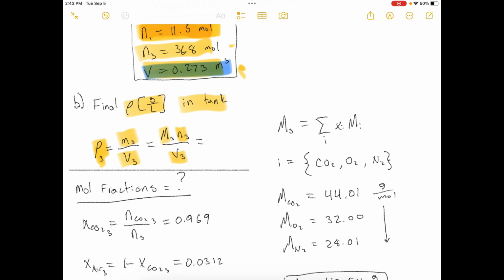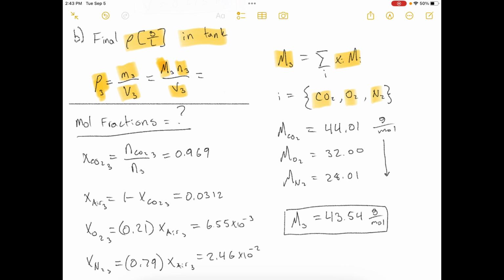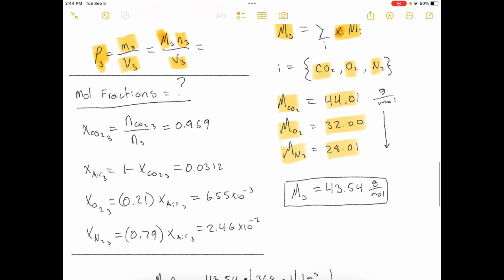So all we really need to know is what's the molar mass of the gas in state 3. Well, the molar mass of the gas in state 3 is equal to the weighted average of the components: carbon dioxide, oxygen, and nitrogen. So we need to know the molar masses of each of these. Molar mass of carbon dioxide is this, oxygen is this, nitrogen is this. But the component that we're missing is the mole fractions. So we need to solve for the mole fractions. What are the mole fractions?